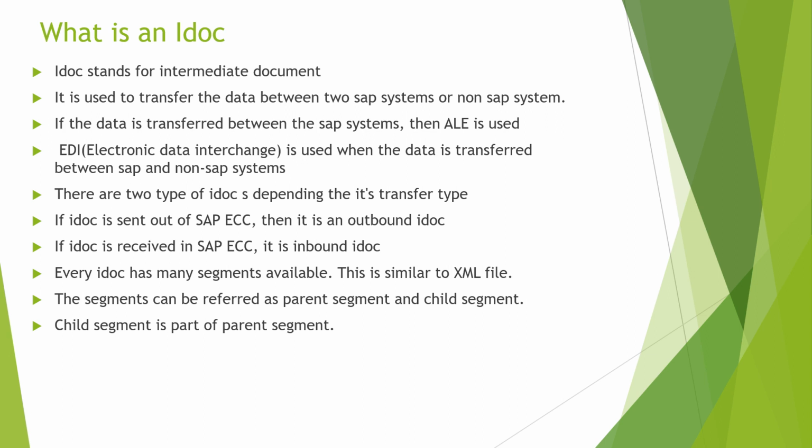So there are two types of IDOCs depending on transfer type. If an IDOC is sent out of the SAP system, it is called an outbound IDOC. If it is received at the SAP ECC system or SAP system, it is called an inbound IDOC. An IDOC will have many segments available. This is pretty much similar to XML or JSON files in the non-SAP world. In the SAP world, we call IDOCs nested structures. These segments can be referred to as a parent segment and child segment. A child segment is part of your parent segment. Every segment will consist of multiple fields.